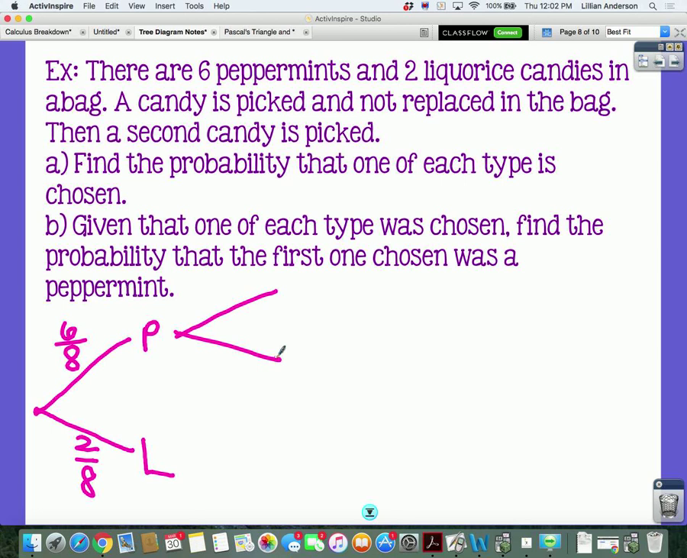On the peppermint branch, it's 5 out of 7 for the peppermint. And 2 out of 7 for the licorice. Mm-hmm. And then for the licorice branch, it's 6 out of 7 for the peppermint. And 1 out of 7 for the licorice.